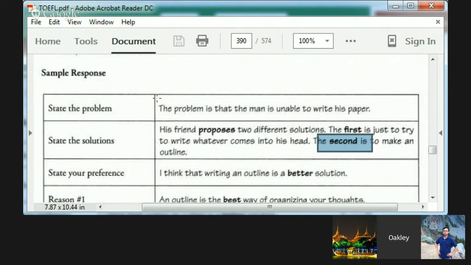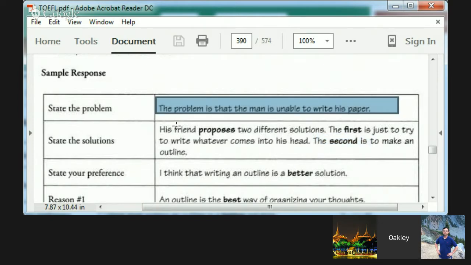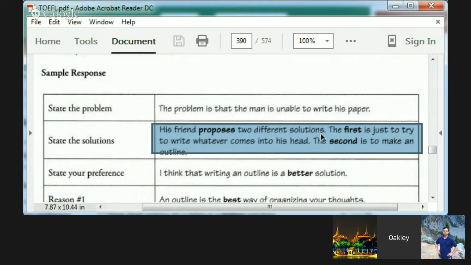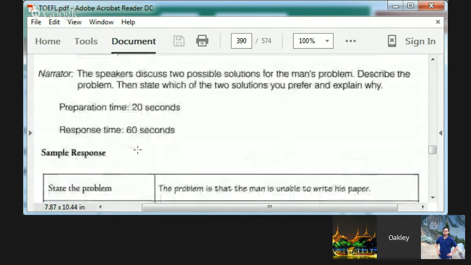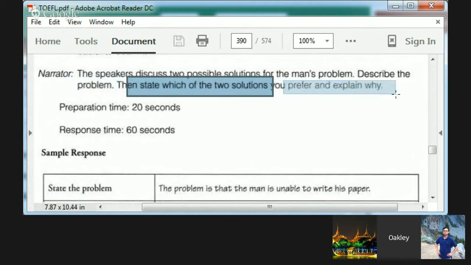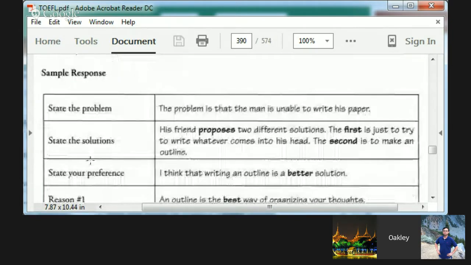Okay, so anyway, again, quickly state the problem. What are the possible solutions? You could even say it more directly. It really doesn't matter. Stating the solutions is not actually part of the question. It doesn't really say that. It says describe the problem. You must do that. State which of the two solutions you prefer and explain why. You must do that.